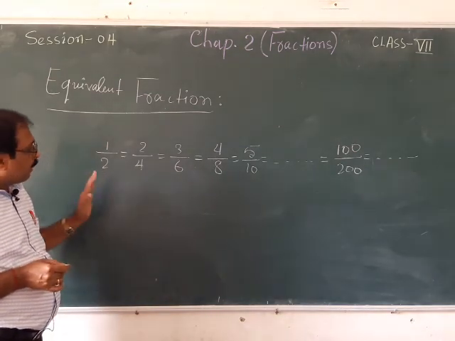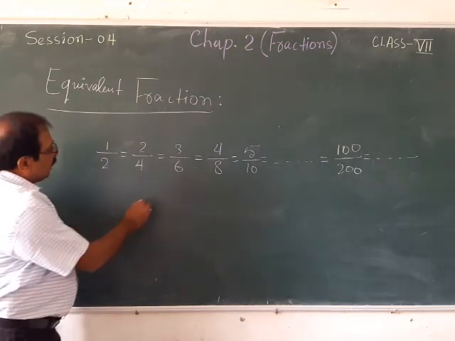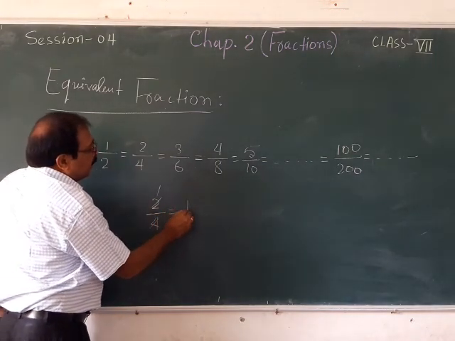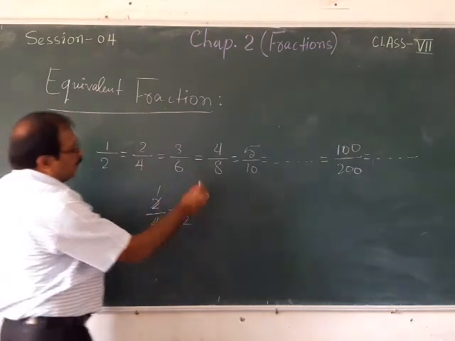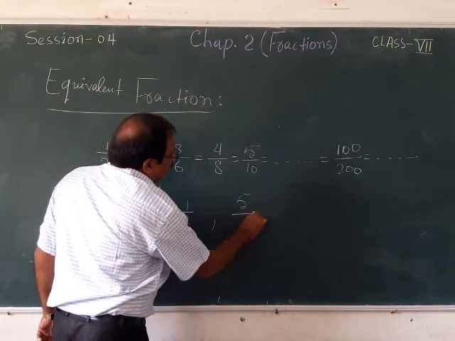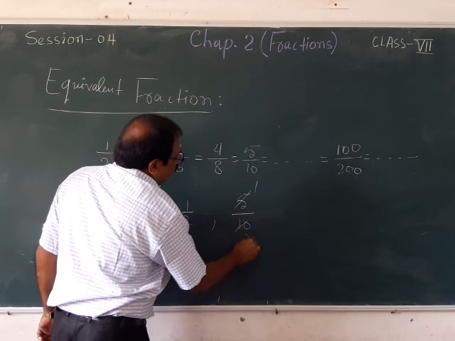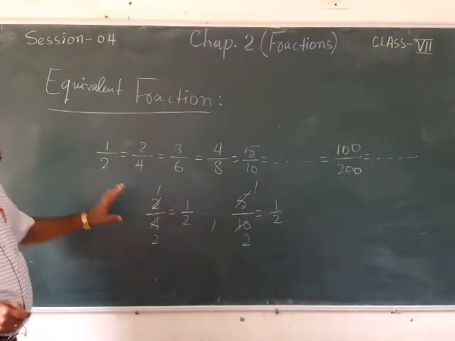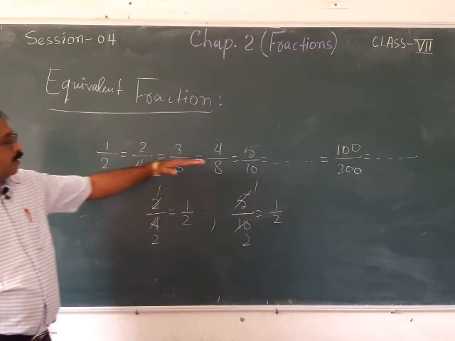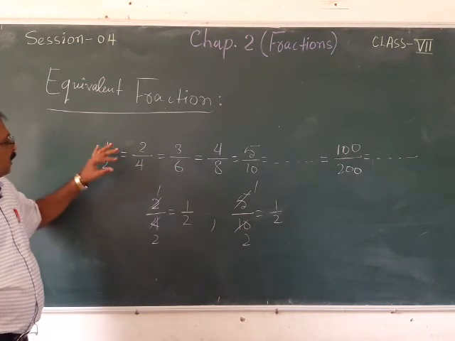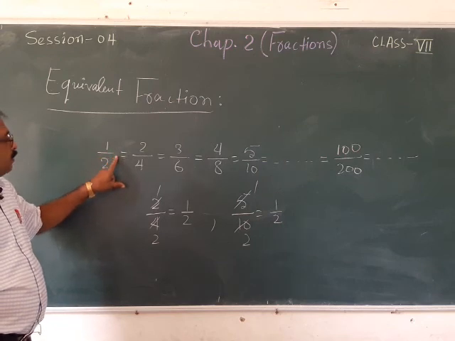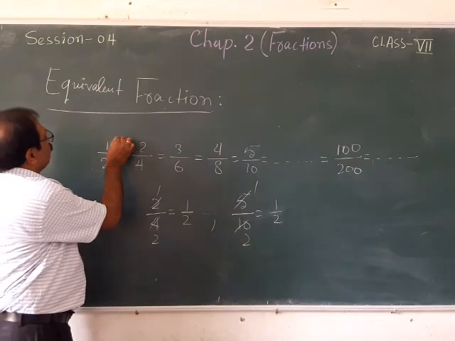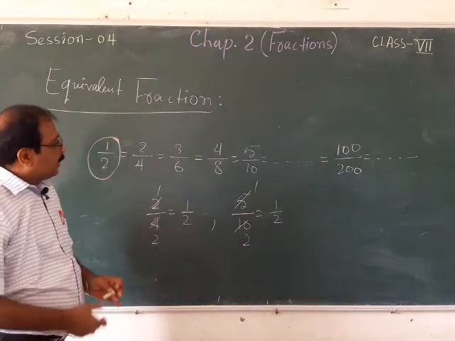Why are they equivalent fractions? Because once you write 2 by 4, you can cancel: 2 ones are 2, 2 twos are 4, and the resultant number is 1 by 2. Suppose I take another fraction, 5 upon 10: 5 ones are 5, 5 twos are 10, it comes to 1 by 2. That means any fraction of this group can be changed into 1 by 2 itself, because this 1 by 2 is the original fraction.